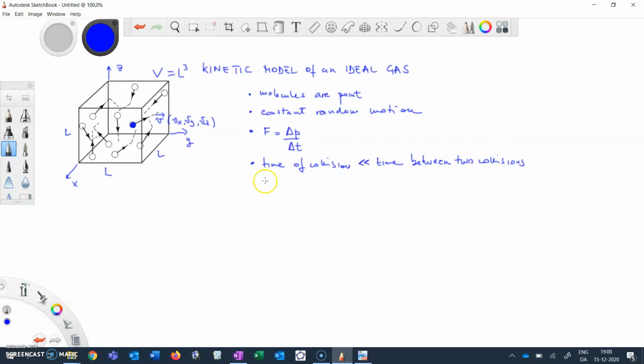Also, we have to assume that the collision is perfectly elastic. You know what it means, a perfectly elastic collision? It means that the kinetic energy is conserved, right? That we learned in chapter 2 when we talked about momentum.